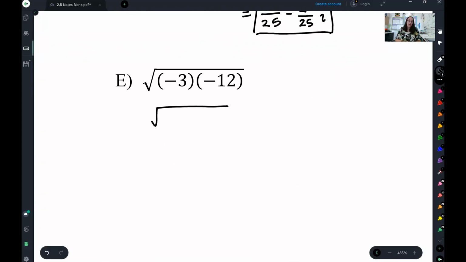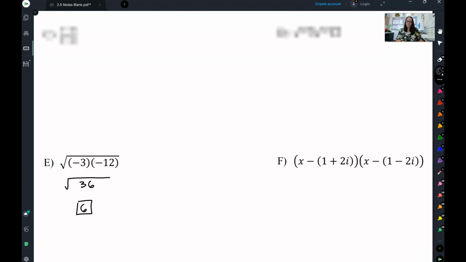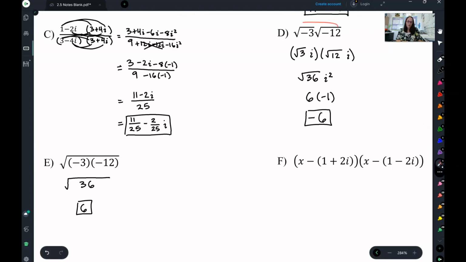This time our negative 3 and negative 12 are inside the root, so we do them first. Negative 3 times negative 12 is positive 36. Square root of positive 36 is 6. Notice that D and E look very similar in the beginning, but they do have different answers.